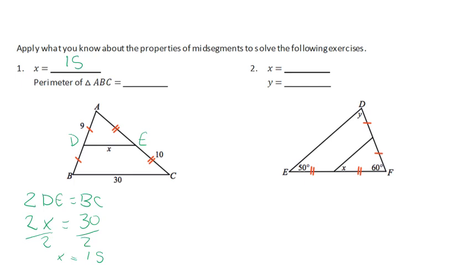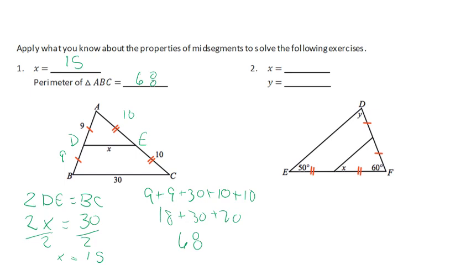Now to find a perimeter, that means I need to add up how long the outside is. So let's start up here at the top. So AD is 9 plus, oh no, they didn't tell us how long DB is, but they did tell us it's the same length as AD. We know that AD is 9, which means that DB is also 9. So 9 plus 9 plus 30 for BC plus 10 for EC plus, oh no, again, they didn't tell us how long EA is, but they did tell us it's the same length as EC. Since EC is 10, that means that AE has to be 10, so plus 10. So I have 18 plus 30 plus 20, which is going to give me 68. So the perimeter is 68.